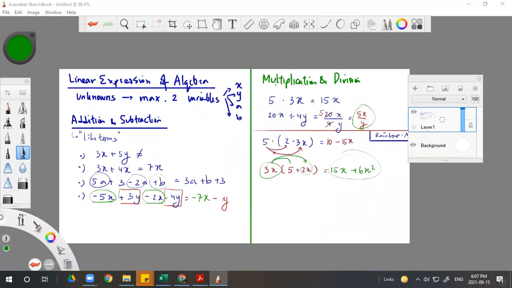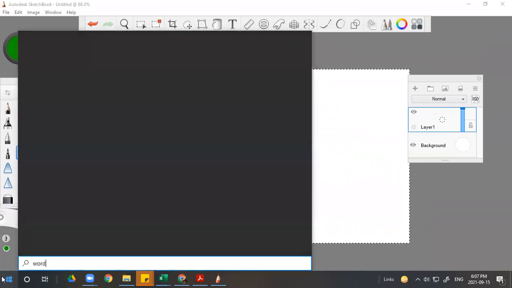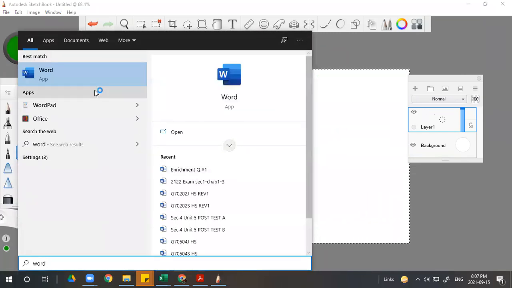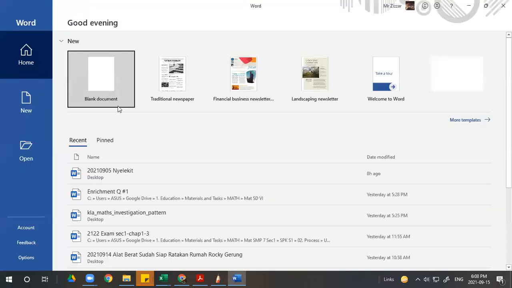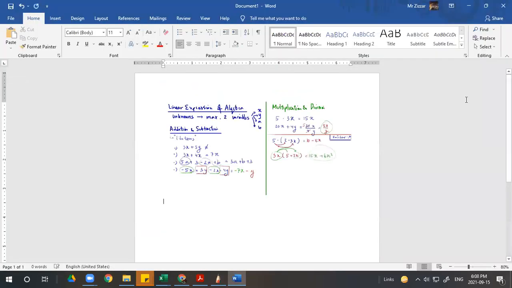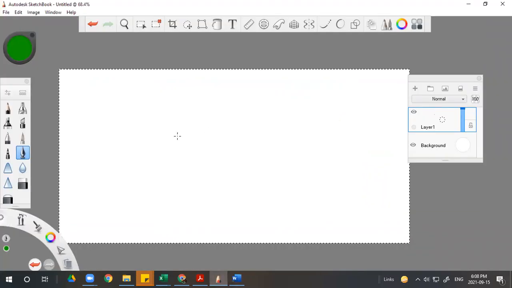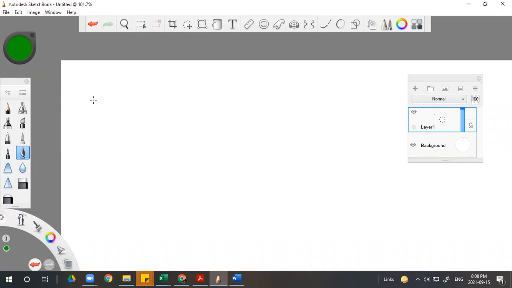Now we are learning about the linear equation. Okay, wait, I have to put this in a word. Wait, give me a moment. Now, let's see the equation. So you have to put an equal sign on each side.